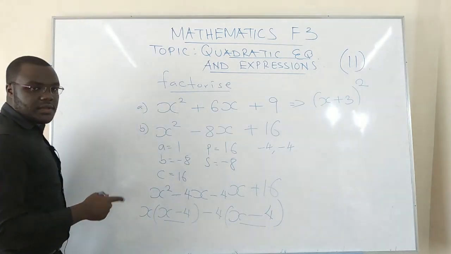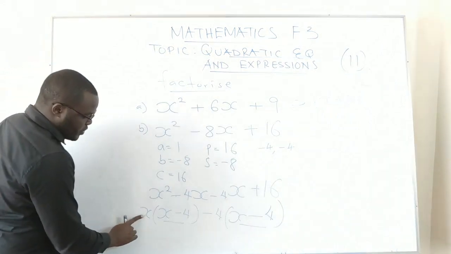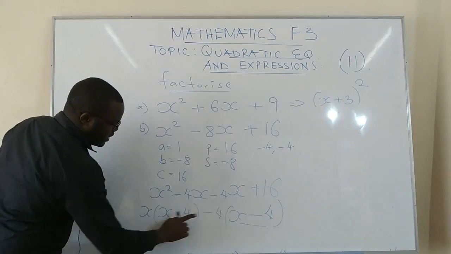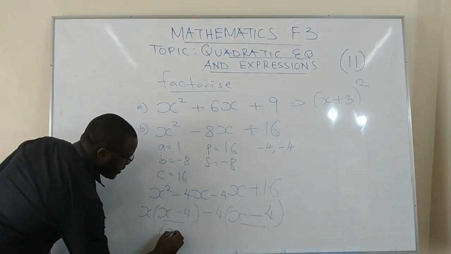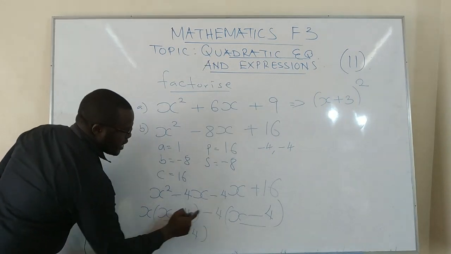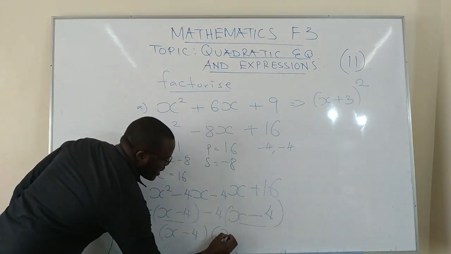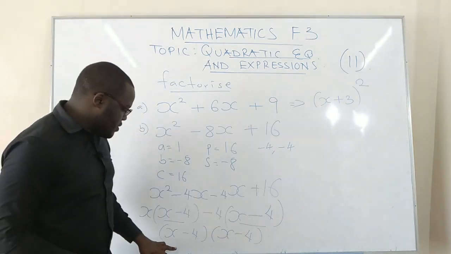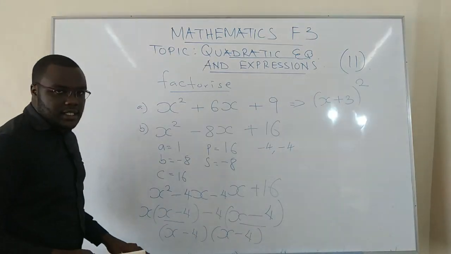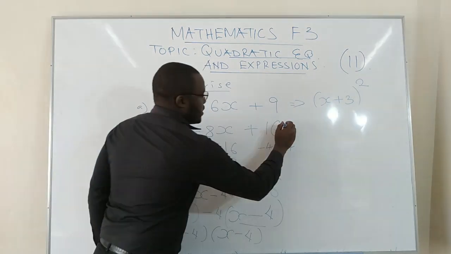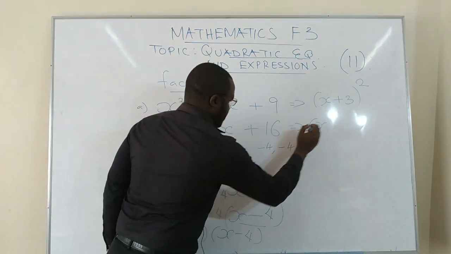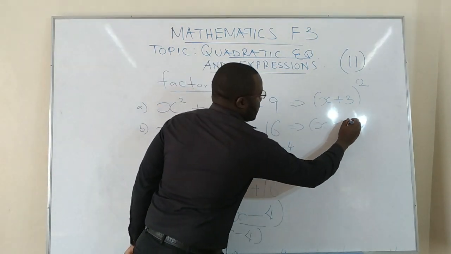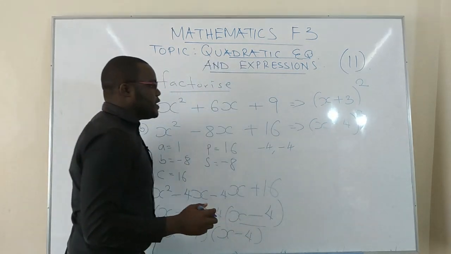That's how you check whether you are still on track. Then you take the numbers that are out here, the factors, put them in one bracket. Then you take these identical brackets, just have one to represent them. And again, we are having a scenario where the brackets are identical. So the answer for this one is x minus 4 squared.